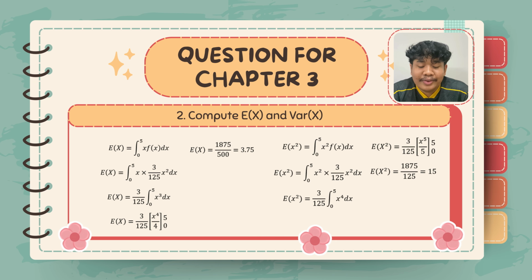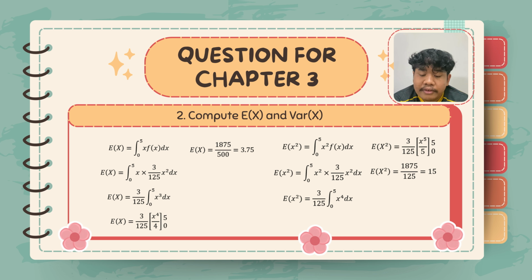Next, for question 2, compute E(X) and variance of X. First we calculate E(X) using the formula x times f(x). So we get x times 3 over 125 x squared. Like usual, we integrate x cubed and get x to the power of 4 over 4. Then we substitute 5 into the expression, and the final answer is 1875 over 500, which is 3.75.